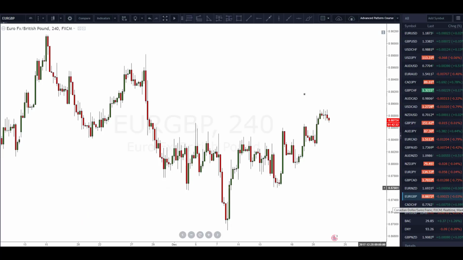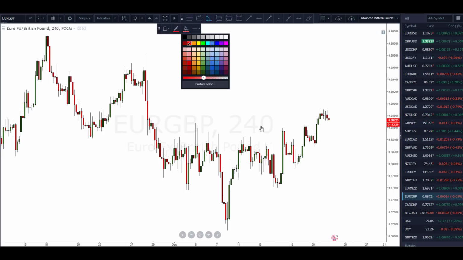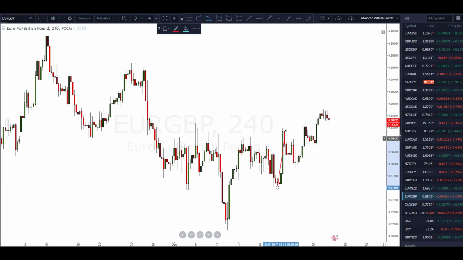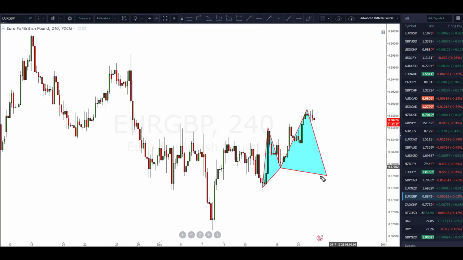The euro pound, we have a possible cipher pattern set up. What we're looking at here is a move from X up to A, down to B, up to C, and down to D. So same scenario, we're expecting the market to come down to this area and then be pushed up from that area because of the completion of this advanced pattern.